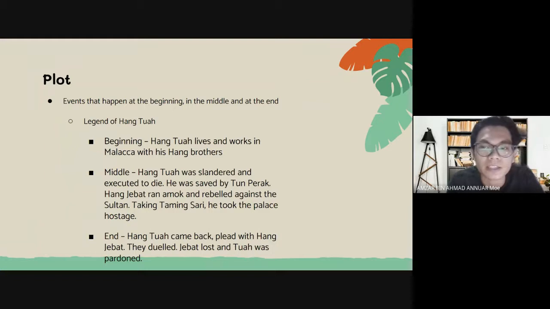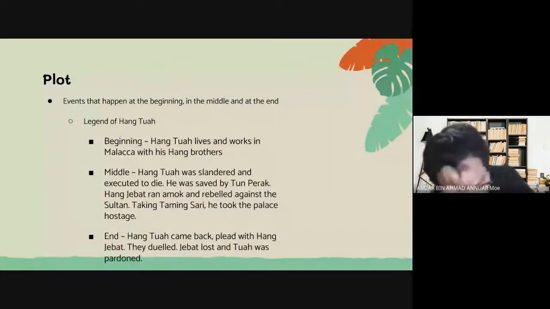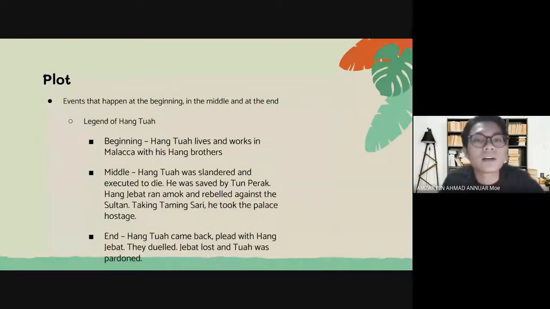Sama dengan yang kita tulis karangan. Bila kita tulis karangan pun, ada introduction, ada body, dan ada conclusion. Betul tak? Betul kan? So akan bahagikan kepada 3. Okay, now the same. The introduction is the beginning, the body is the middle, and the end is the conclusion.